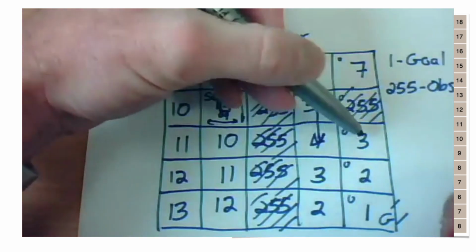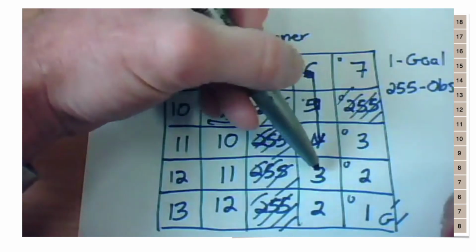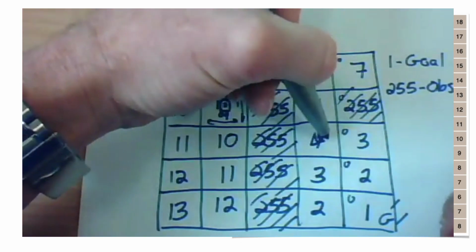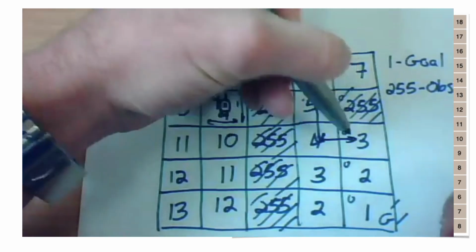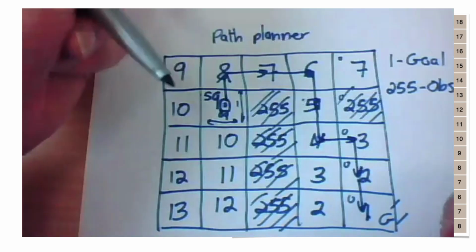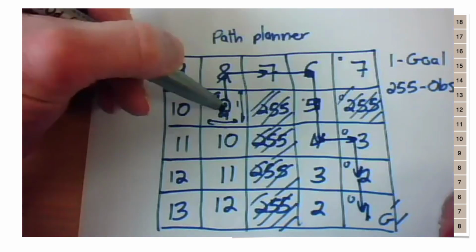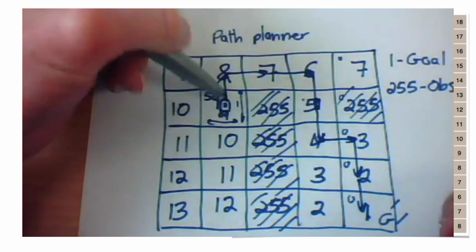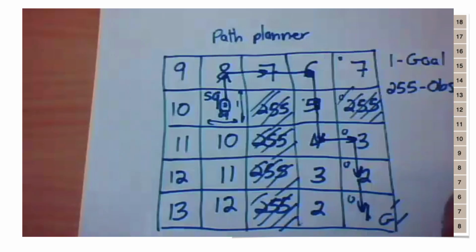Now at this point, it can either go this way to the 3, or this way to the 3. It doesn't really matter. It's just down to the algorithm which one it looks at. It's the same result. So let's go this way. 3 to the 2, 2 to the 1, and goal. So if it's a robot, it needs to know how to get from one square, and it can either move up, down, left, or right, and now it can find out which square it needs to go to.